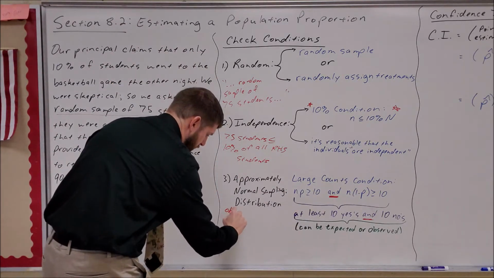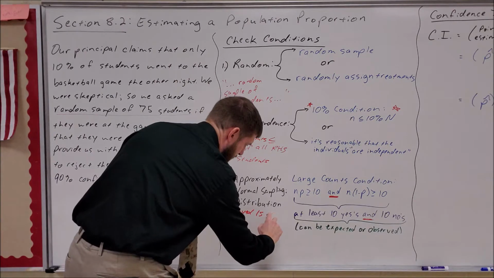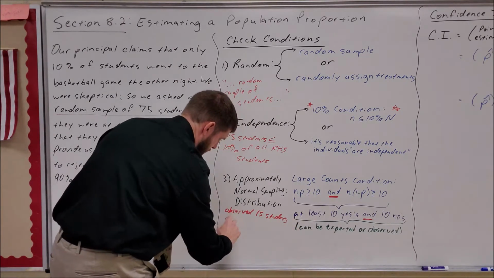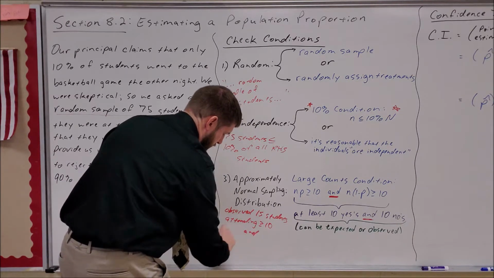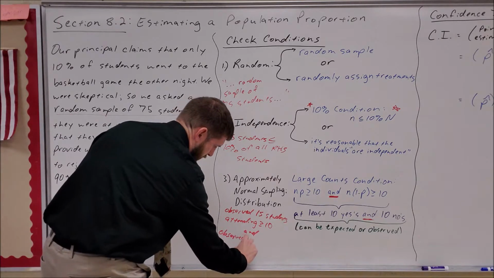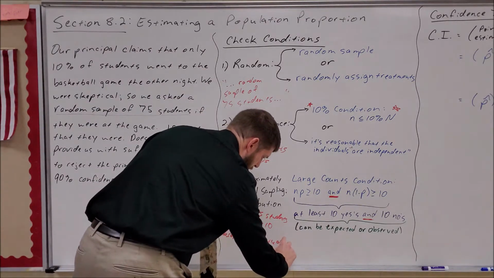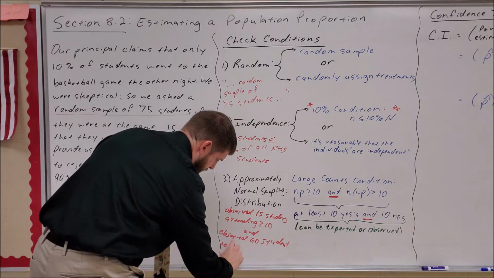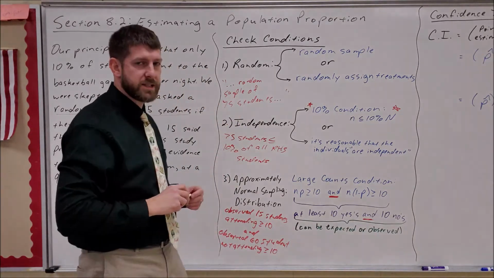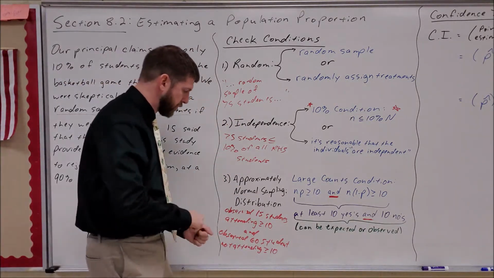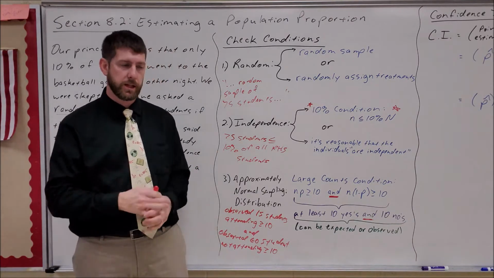So we observed 15 students attending. So that's greater than or equal to 10. And we observed 60 students, that's the rest of the 75, not attending. That's also greater than or equal to 10. So we're just throwing our evidence out there. Do we feel like this was a large enough sample? And we're going to say yeah, because when we sampled, we got at least 10 people who did go to the game and at least 10 people who said they didn't go to the game.